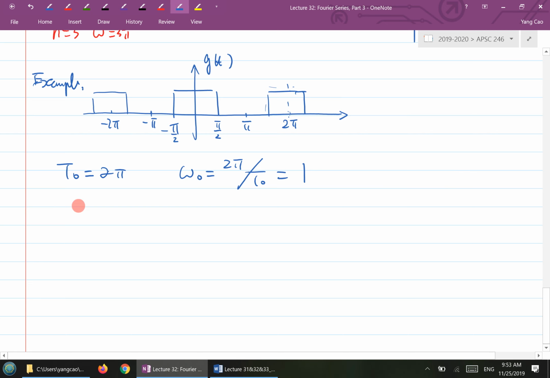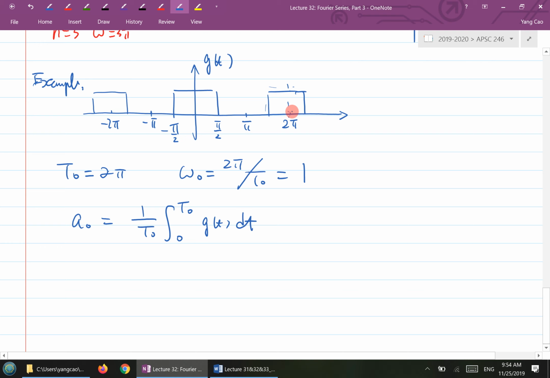So then I can calculate a naught, an, and bn now. The formula for calculating a naught is 1 over t naught, integral from 0 to t naught, of g of t dt. Now, in this particular case, you could calculate from 0 to 2 pi, which is fine. But you can also make use of the properties.